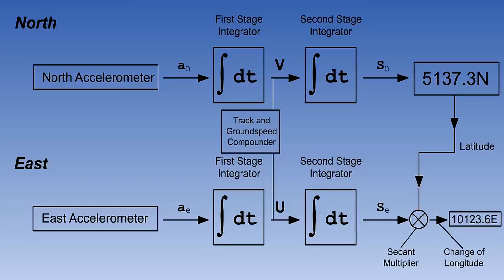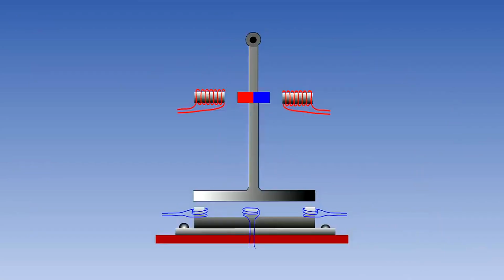Let's just sum up that data flow again because we are going to use it to build on in a future lesson. We have a north and an east accelerometer. They sense every change of aircraft movement and pass it to first-stage integrators. The first-stage integrators continuously add up these accelerations, thereby converting them to velocities. The velocities are used to calculate track and ground speed, and they are also passed to second stage integrators, where they are converted to distance gone.